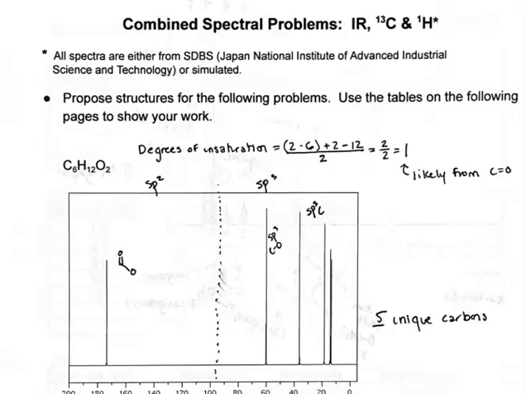Today we're going to be going over a combined spectral problem in which we investigate the IR spectroscopy, the carbon-13 NMR spectroscopy, and the hydrogen-1 NMR spectroscopy for a certain molecule. In this case it is C6H12O2. Now we don't know the shape of that molecule at this point, but we do have its molecular formula and three forms of spectroscopy that can be used in order to determine what the molecule specifically is.